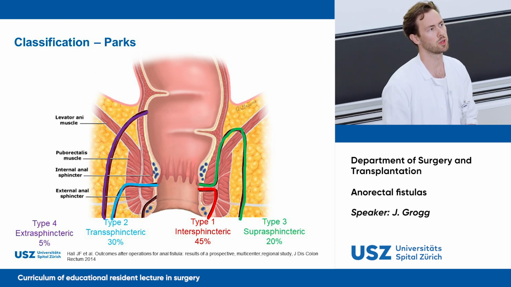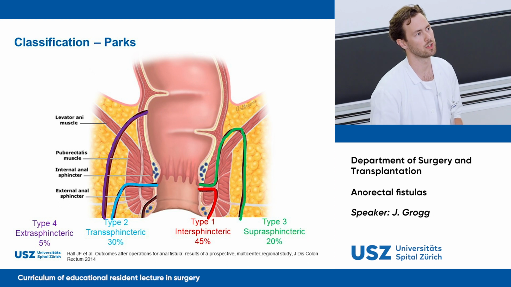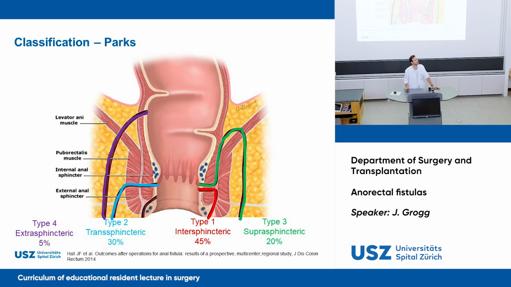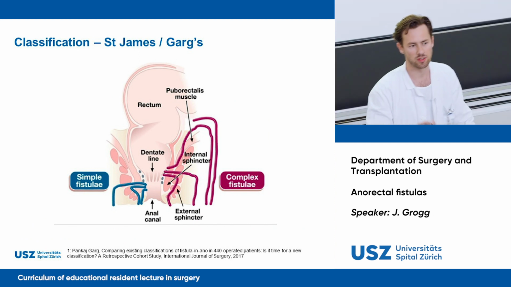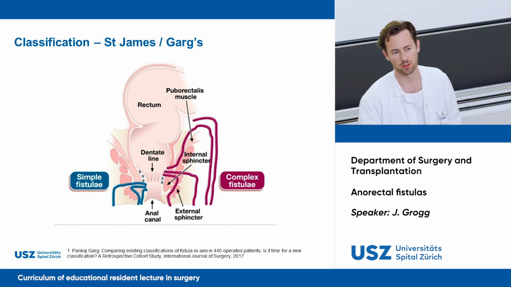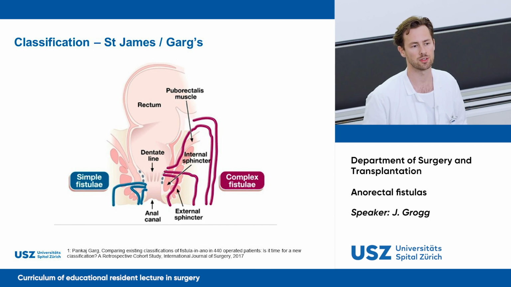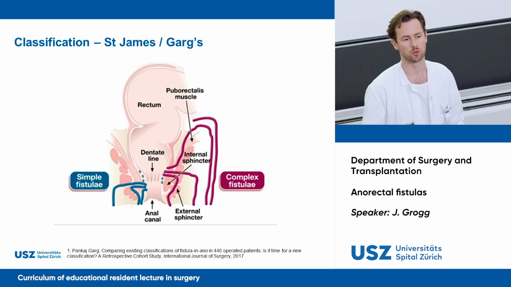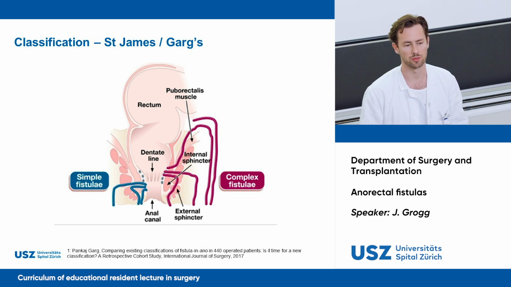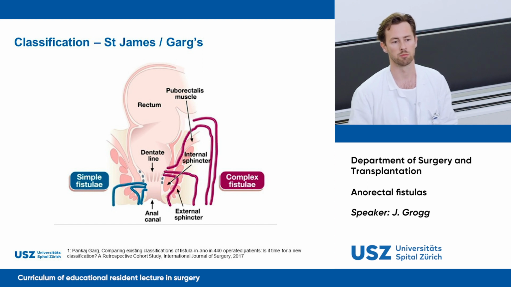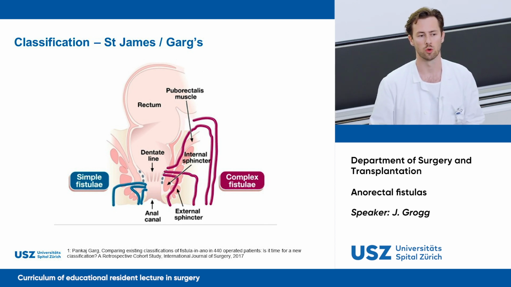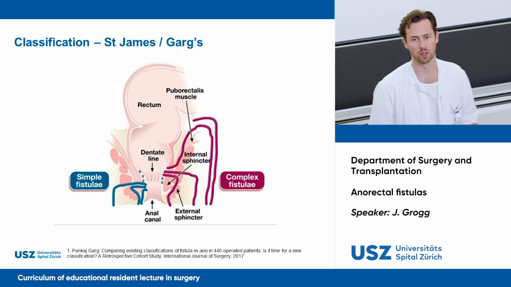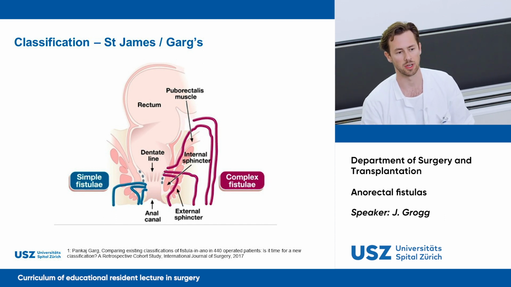And maybe an extra question, do you know other ways of classifying or differentiating between fistula types? You can differentiate between simple and complex also. Very good, thank you. Actually, the Parks classification is quite dated, dating back to around the 70s. There are newer classifications, for example, the St. James, or the newest, the Garg's classification, and they don't only describe the anatomical relation of the fistula tract, but also differentiate between simple and complex fistulas, and they also give guidance on how these patients should be treated.